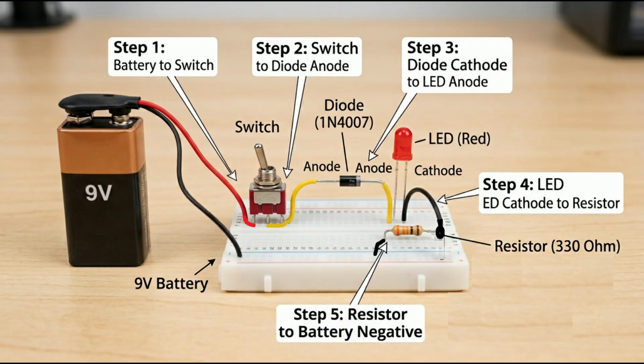Step 1. Connect the positive terminal of the battery to one end of the switch if you are using one. Step 2. From the other side of the switch, connect to the anode of the diode. Remember, anode is the side without the band. Step 3. Connect the cathode of the diode, the banded side, to the longer leg of the LED, which is usually the positive, anode of the LED. Step 4. Connect the shorter leg of the LED, the cathode, to one end of the 330 ohm resistor. Step 5. Connect the other end of the resistor to the negative terminal of the battery.